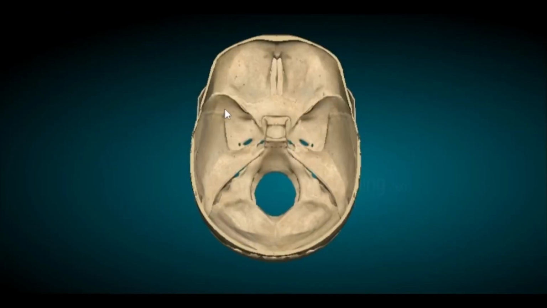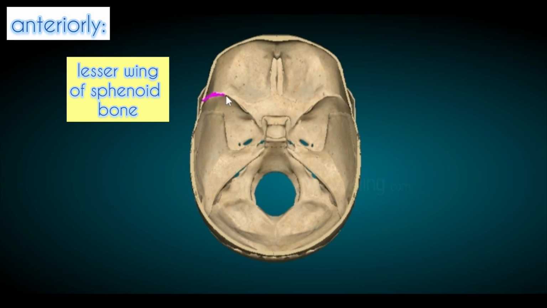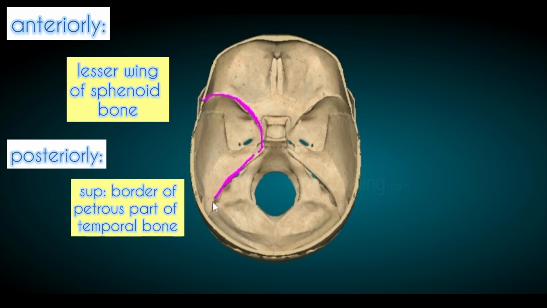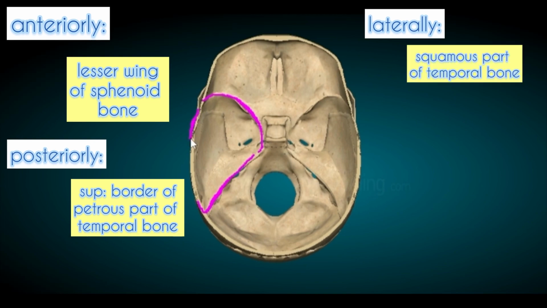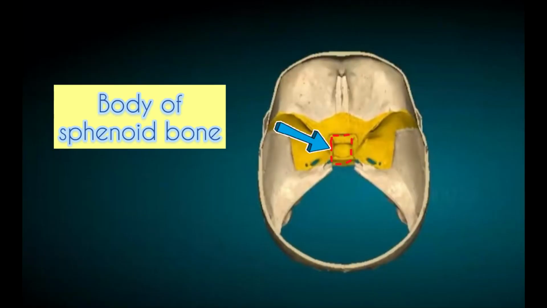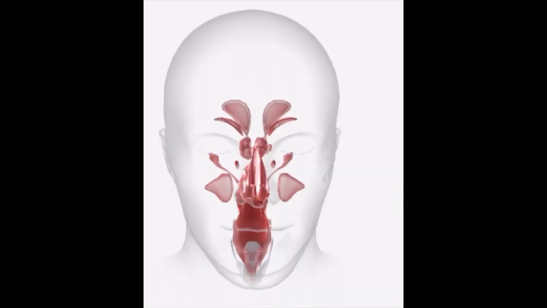The middle cranial fossa is bounded anteriorly by the lesser wing of the sphenoid bone. Posteriorly, it's bounded by the superior border of the petrous part of the temporal bone and laterally by the squamous part of the temporal bone. The body of the sphenoid bone contains the sphenoidal air sinuses.